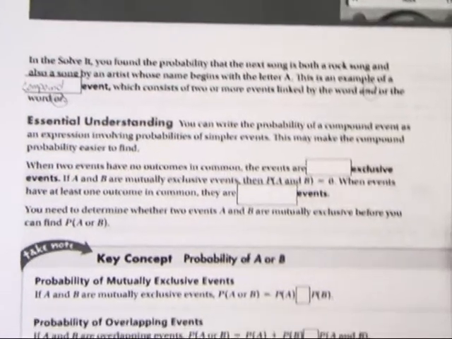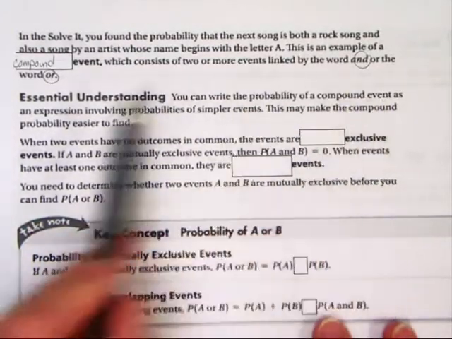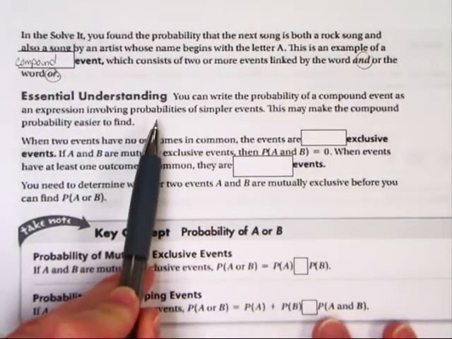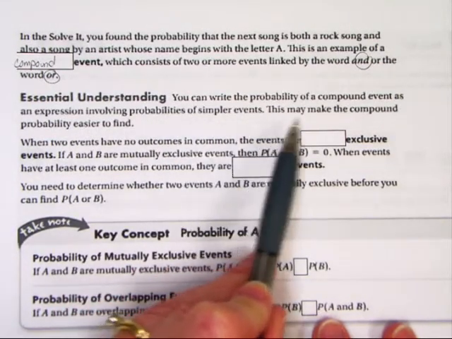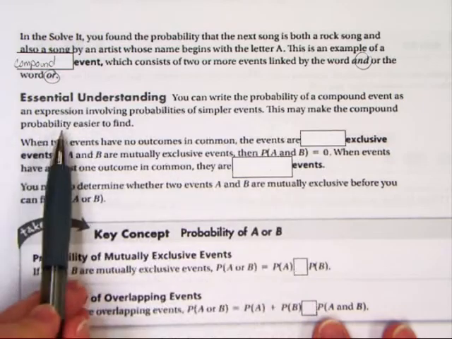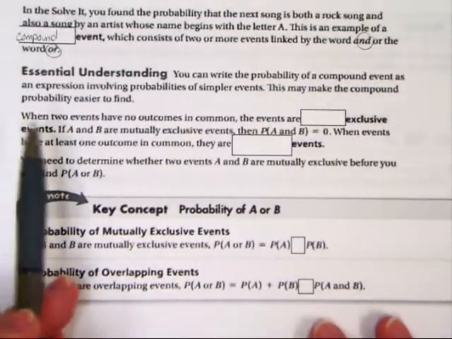One of your essential understandings today is that you can write the probability of a compound event as an expression involving probabilities of simpler events. This may make the compound event easier to find. And now we've got a lot of vocab, let's make it through.